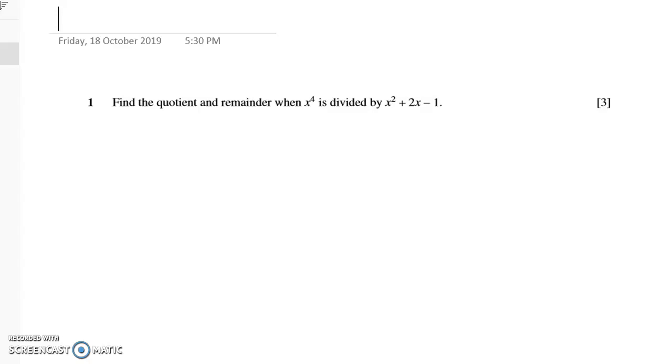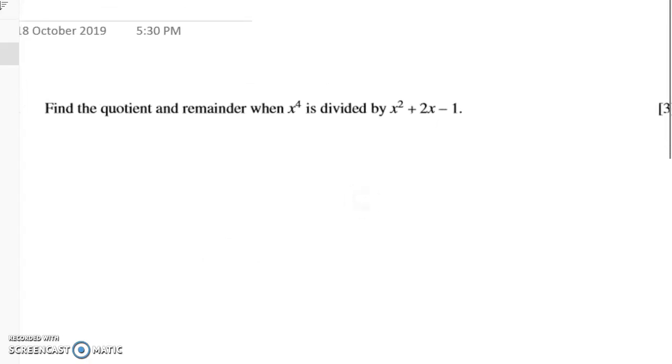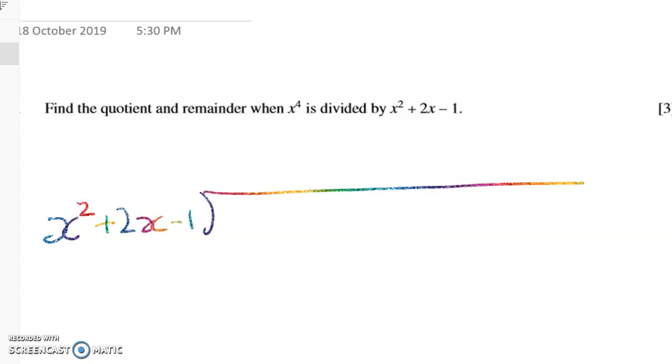So the first one is this one: find the quotient and the remainder when x to the power of 4 is divided by x squared plus 2x plus 1. So I'm going to do these 3 questions with long division first, then I'll come back and do the clunkier way. So what we want to do is to set it up like this. We're going to have x squared plus 2x minus 1 out here, and we're dividing it into x to the power of 4. We might as well put in our place value for the other columns.